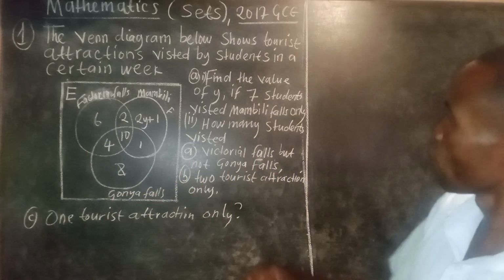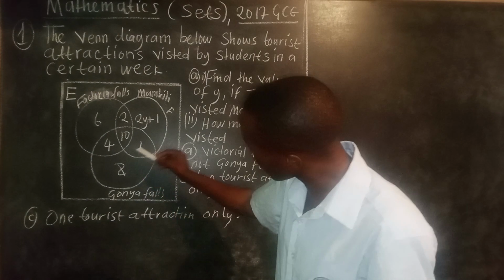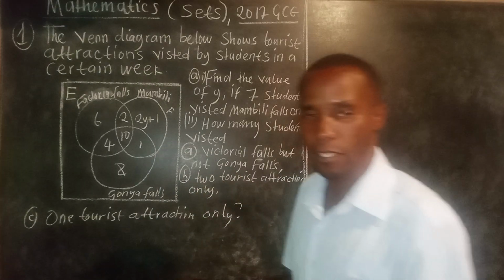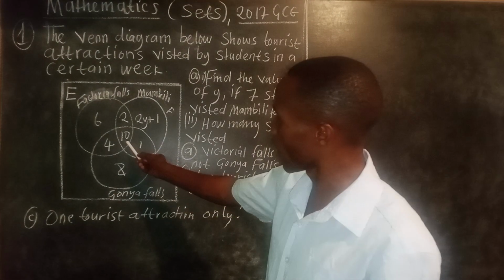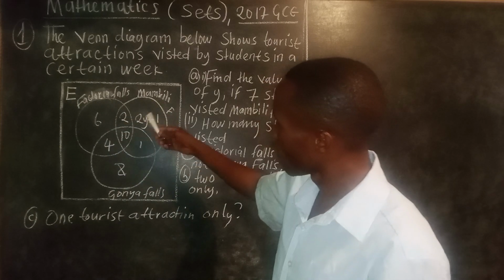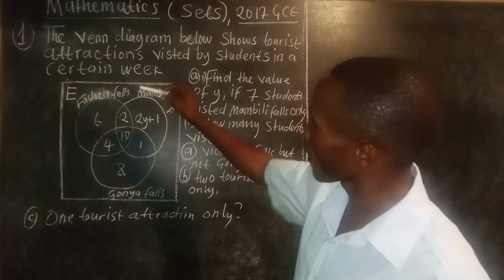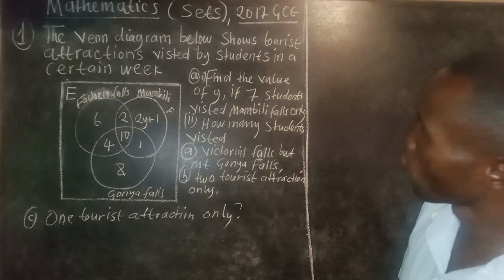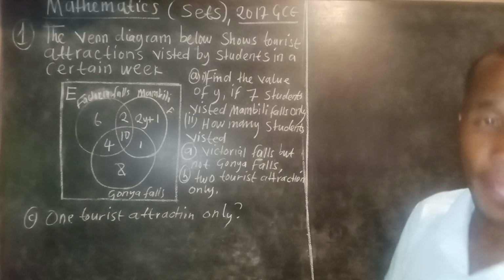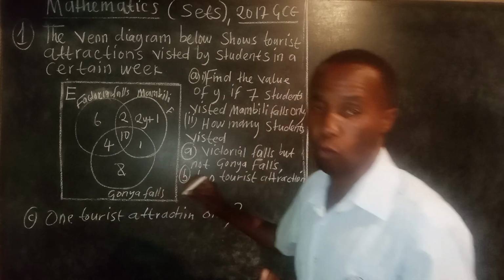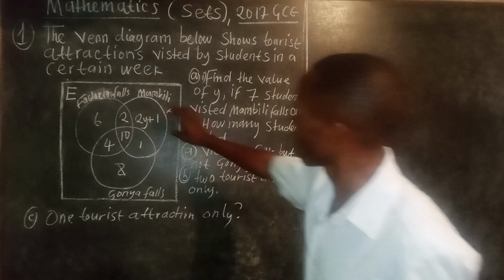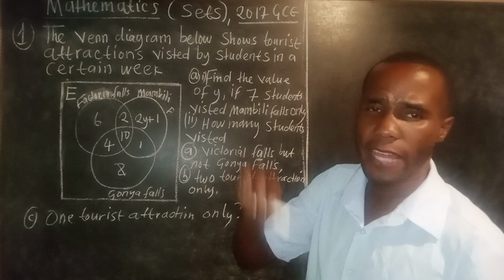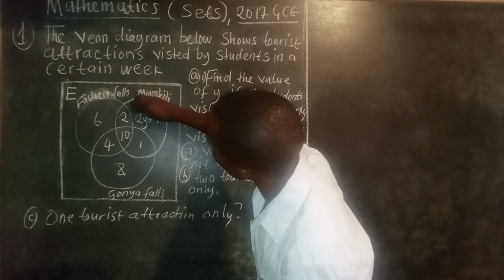What do I mean? We are going to exclude this one because this one is also found in Ngonya Falls, so we cannot add it when calculating. Then the other one, 10, is found in Mambima Falls, and it is also found in Ngonya Falls and in Victoria Falls, so we exclude that one as well. Then the other one is 2. 2 is found in Victoria Falls as well. Therefore, it cannot be included according to the question. So for us to find the value of y, we are just going to consider 2y plus 1, because that is the one which is found in Mambima Falls only.